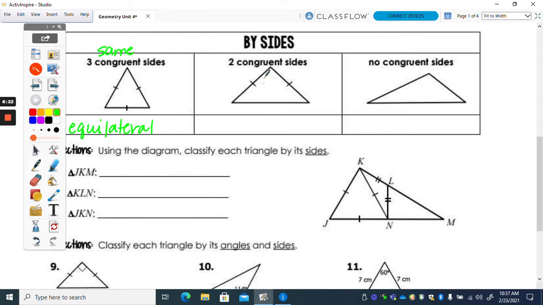If a triangle has 2 congruent sides, does anybody remember what that's called? It's an isosceles triangle. And if a triangle has no congruent sides, in other words, they are all a different length, then it is a scalene triangle.